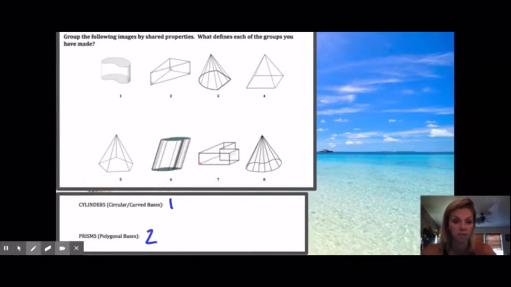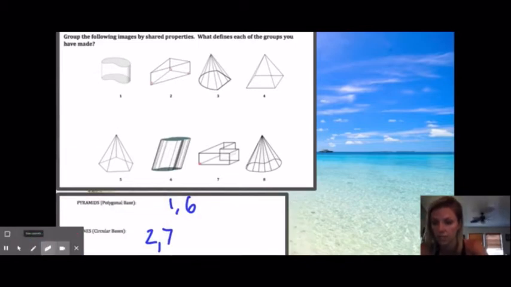Number 5, pyramid. Number 6, circular base, their top and bottom are congruent. That's a cylinder. Number 7, top and bottom are congruent, polygon base. That's a prism. Let's turn the page.